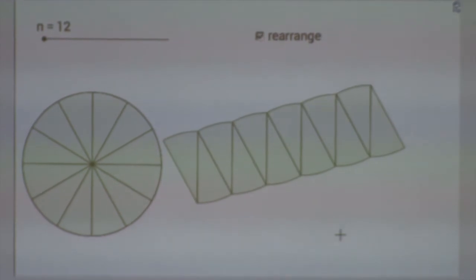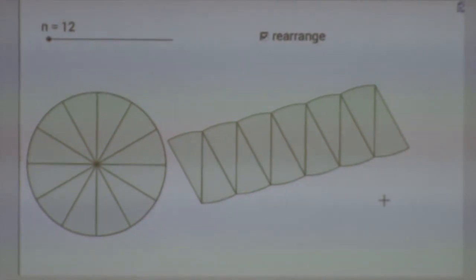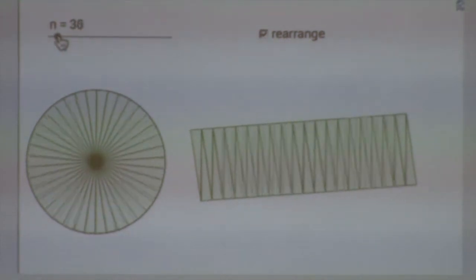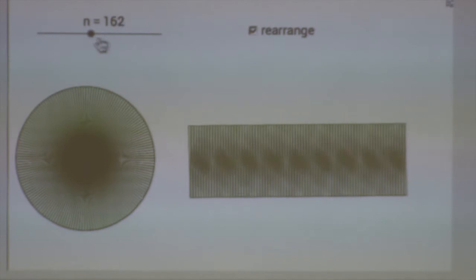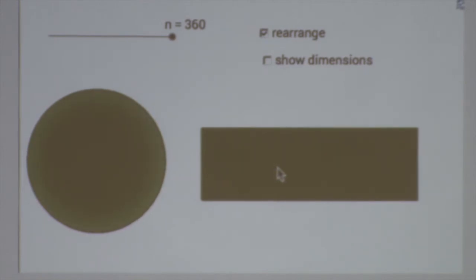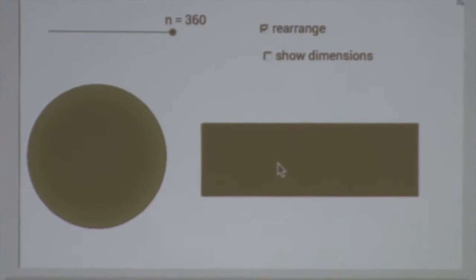We can rearrange them so they look like this. But let's have more pieces. If you make the pieces small enough, it'll be almost a rectangle. It's not really a rectangle because the top has little bumps, and the angles are not exactly 90, but it's very close to a rectangle, and we can get as close as we want by just doing more pieces. So what are the dimensions of this rectangle?